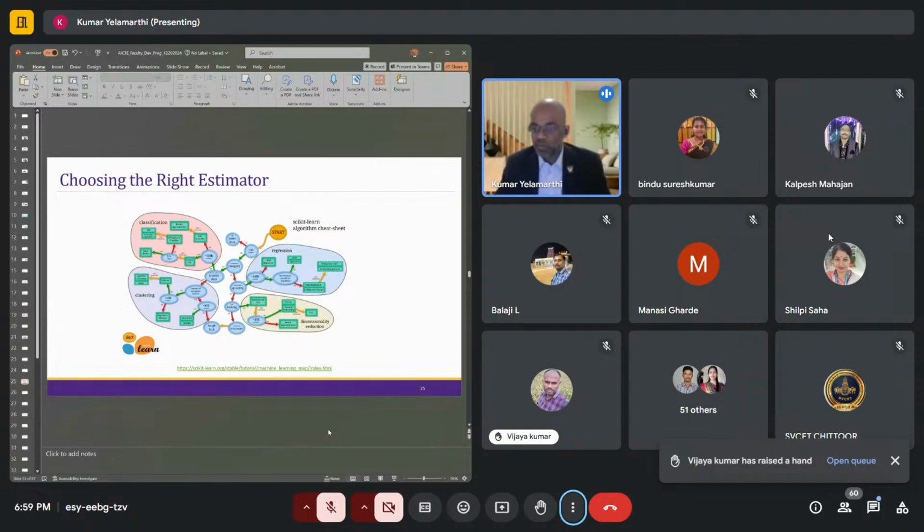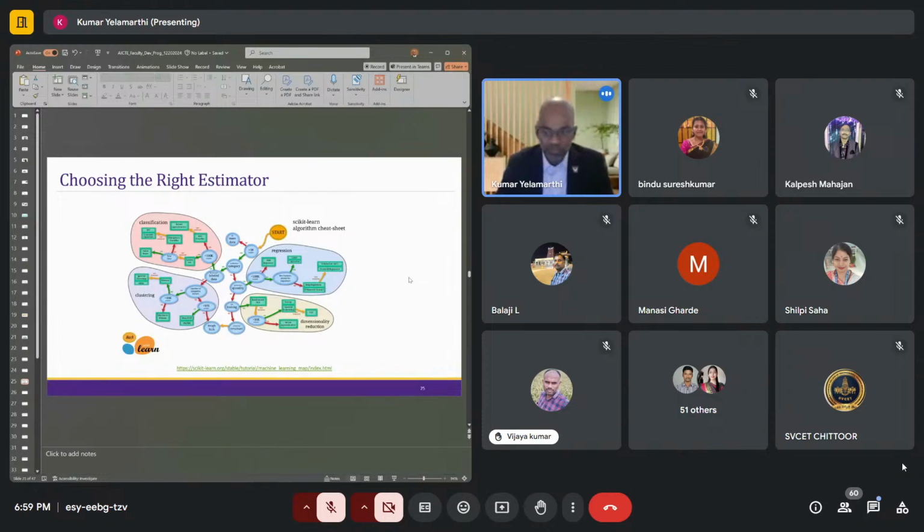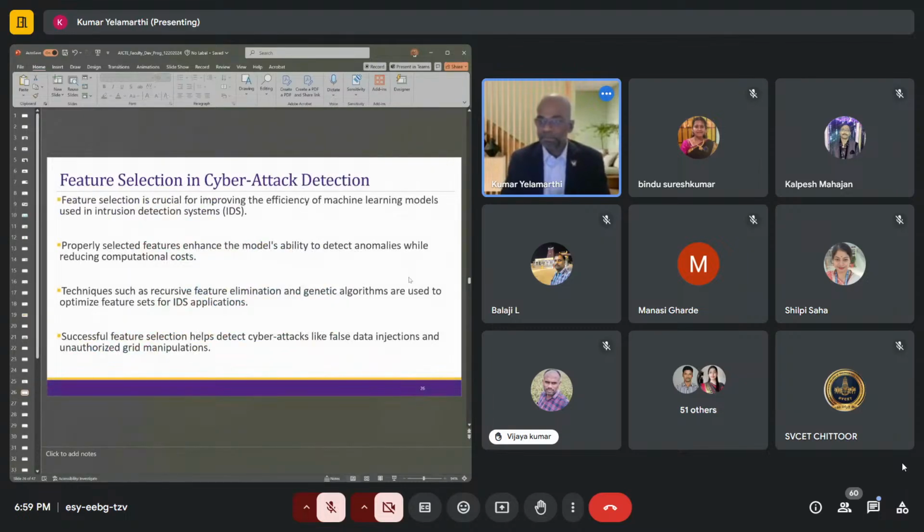So here is an example, and here is a link I have. It's scikit-learn. It's a great example that talks about how to choose the right estimator for different applications. And I strongly encourage you all to try this out when you get a chance. Now, in addition to the learning models, you have got to select the right features, okay?